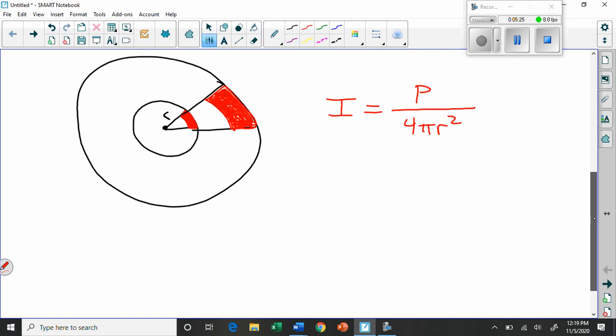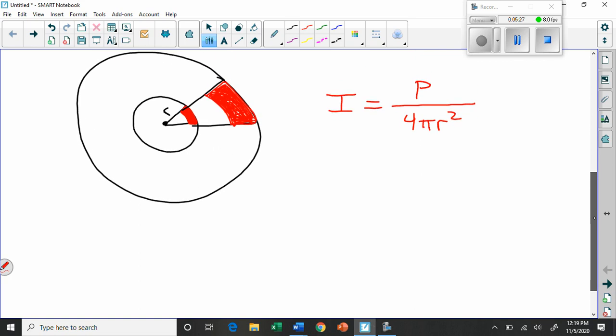Okay. Now, more commonly than figuring out the actual watts per square meter, what we tend to do is a little comparison ratio. I'm going to show you how that would be done. Okay.